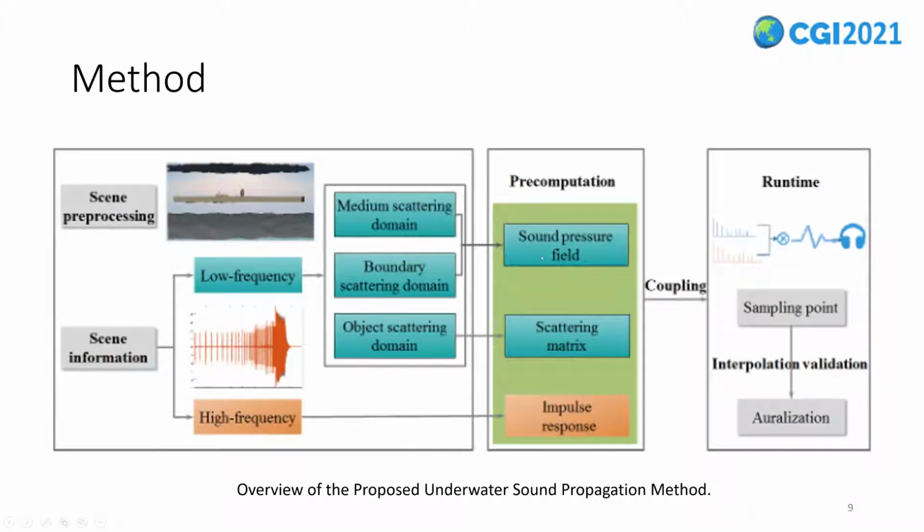Next, we introduce our method. The input includes scene information and audio signal. At the pre-processing stage, the calculation space is divided into boundary scattering region, object scattering region, and medium scattering region. The sound field is then evaluated by the proposed hybrid method. At runtime, the pre-computation results are traversed and the IR is obtained by interpolation verification at positions of the moving listener.